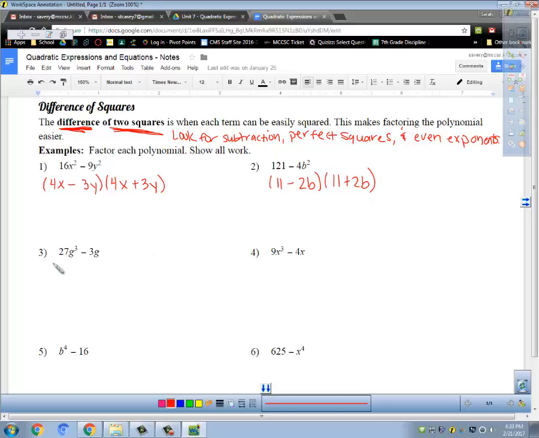Number 3, we can factor this first. It has a common 3g. When you factor that, you get 9g squared minus 1. Now this might not look obvious to you that it's a difference of squares, but it is, because you can take the square root of 1. So we're going to keep the 3g there. Square root of 9 is 3. Divide your g squared by 2. Minus square root of 1 is 1. And then just write it again with different signs.